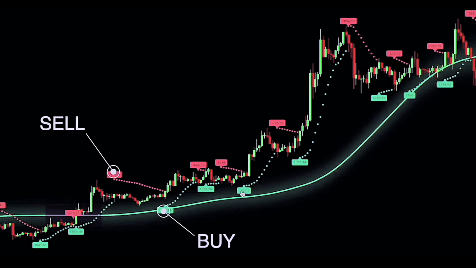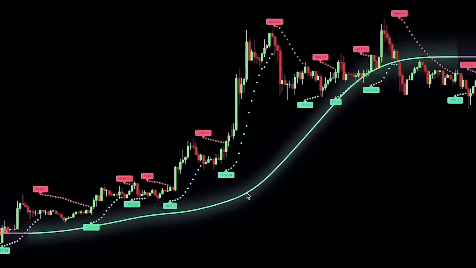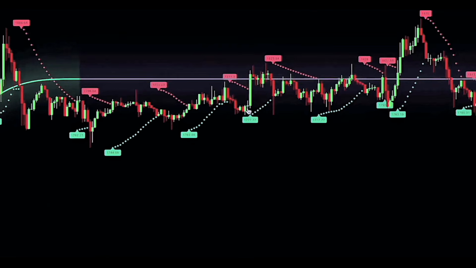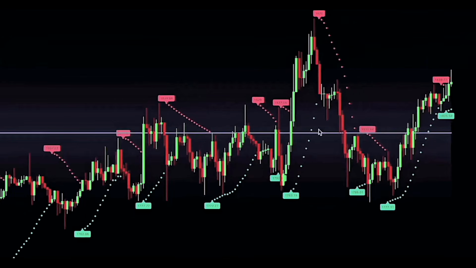It generates buy and sell signals based on market volatility. With the help of our special moving average, we'll be able to filter out most of the false signals. The general rule is straightforward: buy in an uptrend, sell in a downtrend, and ignore the signals during the range.